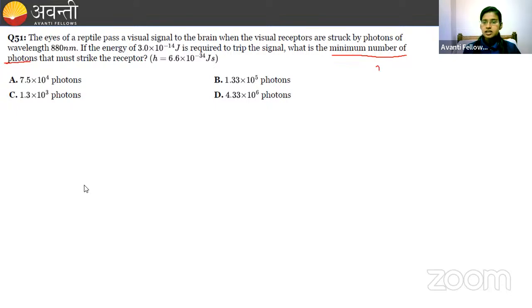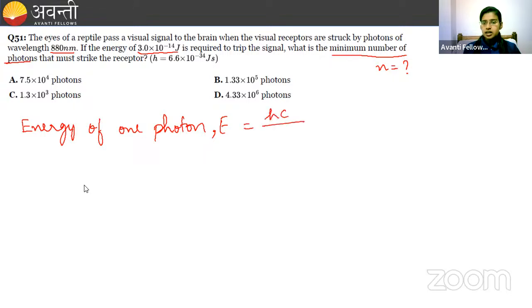We can take this as n. So we need to find n. We are provided with the energy value E and the wavelength lambda. Using these, we can find the energy of one photon. This is the total energy, and we have to find the energy of one photon, which is E equal to hc by lambda.